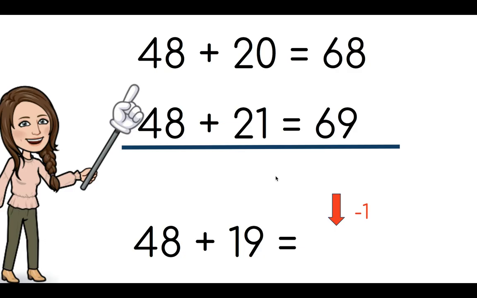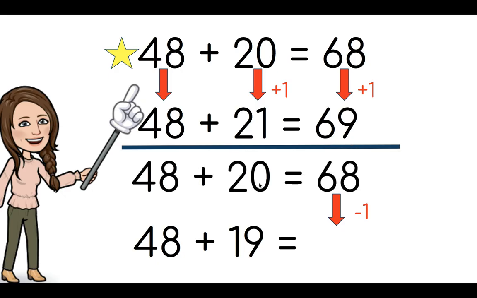Let's take a closer look at how the first problem could help us solve the second. We have 48. That remained the same in both problems. We added 20 on the first problem. The second problem, we added 21. We increased the number we were adding by 1. When we look at our answers or our sums, the sum to the first problem, 68, was increased by 1 in the second problem, 69. We added just 1 more one to the number sentence. That made our sum 1 number greater.